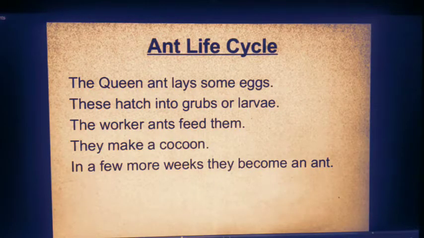Their life cycle. The queen ant lays some eggs. These hatch into grubs. The worker ants feed them. They make a cocoon. In a few more weeks, they become an ant.